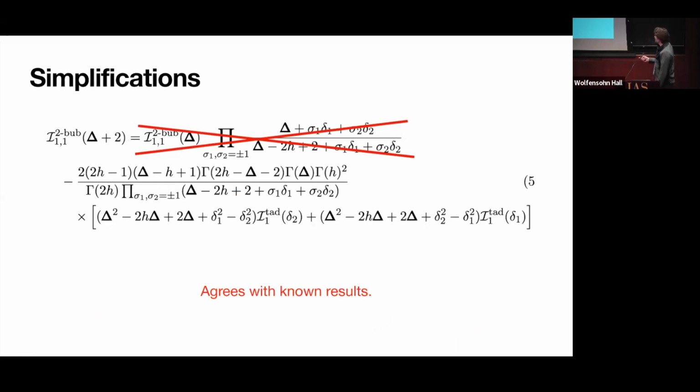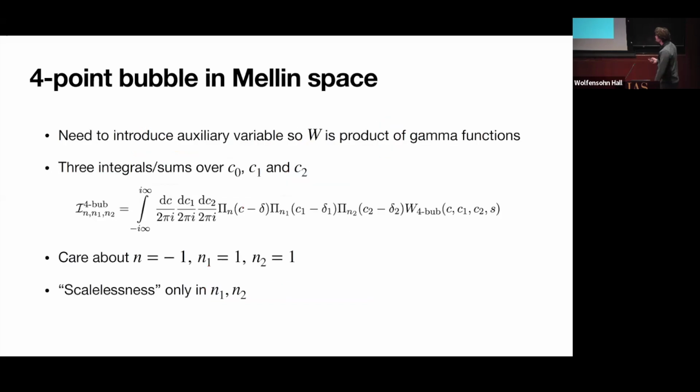Here you note that the I2 bubble only appears in 2 terms. I can tune my delta 1, delta 2, and big delta and h such that this term is equal to 0. So then I find that for those specific values, I2 bubble just equals some function times a tadpole. So there are very specific tunable values for which the 2-point bubble simplifies dramatically, that I don't think were noticed before. You can then go and repeat this algorithm for the 4-point bubble in melon space.